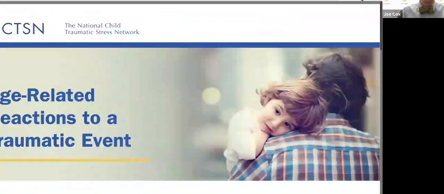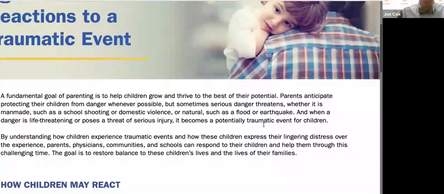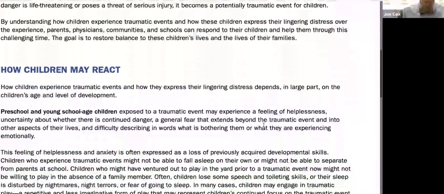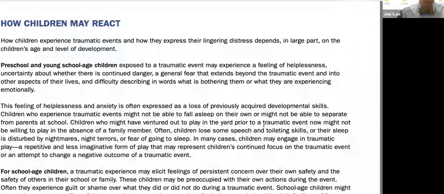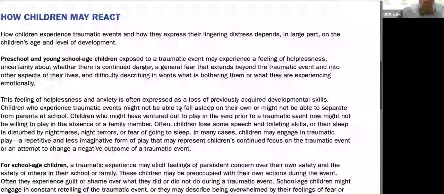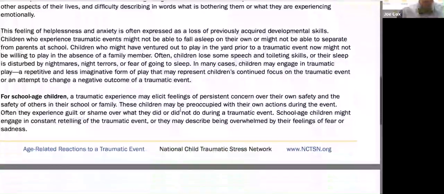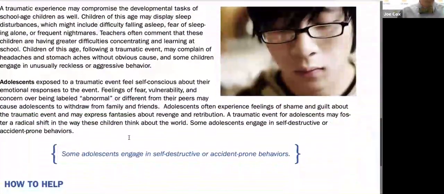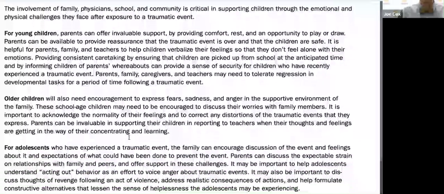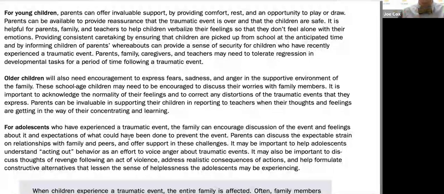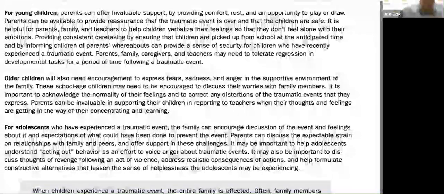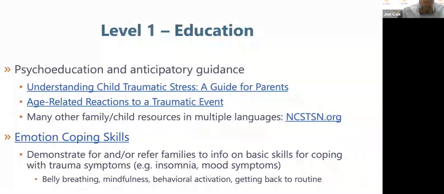And then another one is age-related reactions to a traumatic event. So how they can look different in kids at different stages of development. Preschool and young age children, different ways it can look in them, for school age children and for teenagers, and then how to help. And again, it's the same principles of how to help: establishing safety, helping them process, and then reintegrating. But it can look a little bit different depending on their age or developmental level. So those are some really helpful educational tools.